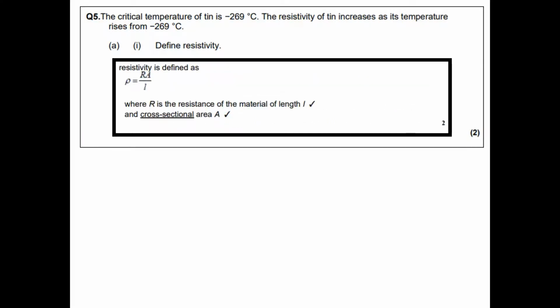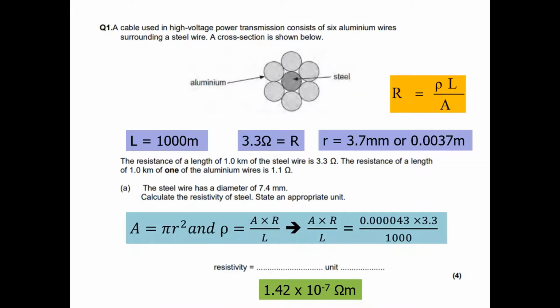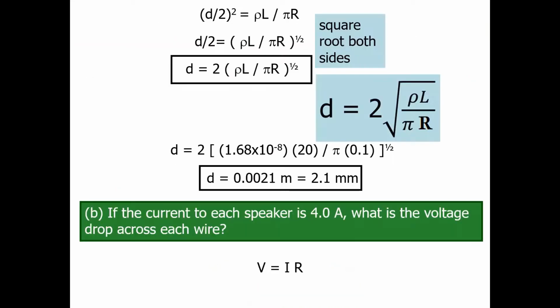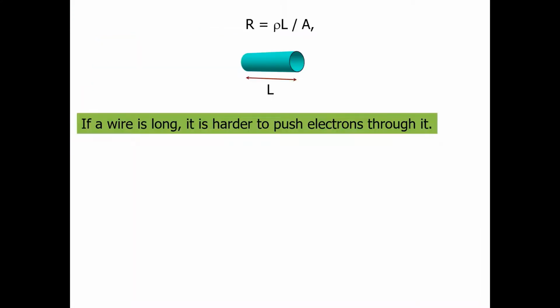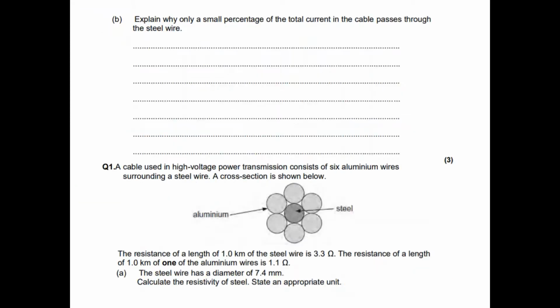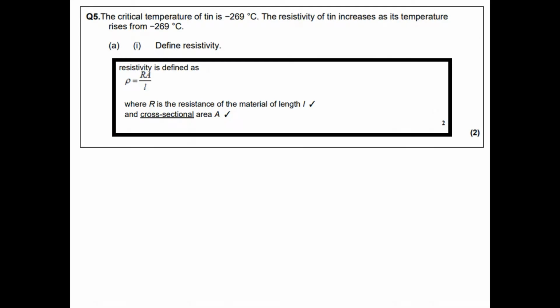Alright, so in the mark scheme, resistivity is defined as rho is equal to RA divided by L. I have given you the equation here, and the equation was R is equal to rho L over A. If we go back to here, you just have to rearrange the equation. So rearranging the equation, rho is equal to RA divided by L, where R is the resistance of the metal of length L and cross-sectional area A.